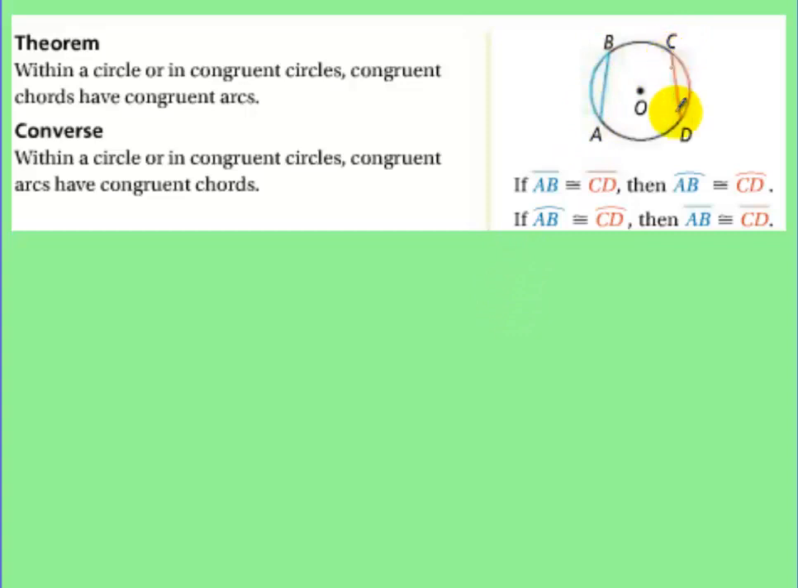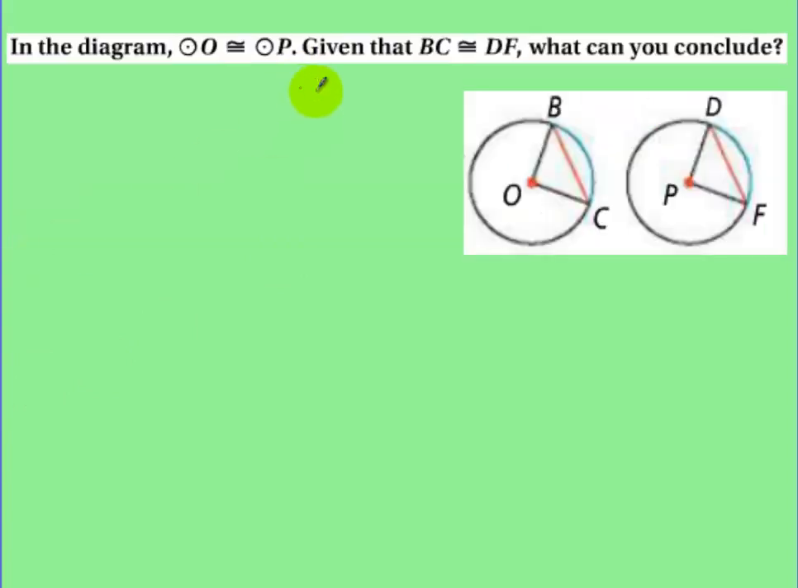So if you have two chords that are congruent, that means those arcs that relate to those chords are also congruent. And if those arcs are congruent, then the chords must be congruent. So there's that relationship. Let's use that for this example in this diagram. If I say the circles are congruent to each other, given that BC is congruent to DF, so those are equal to each other, what can I conclude?